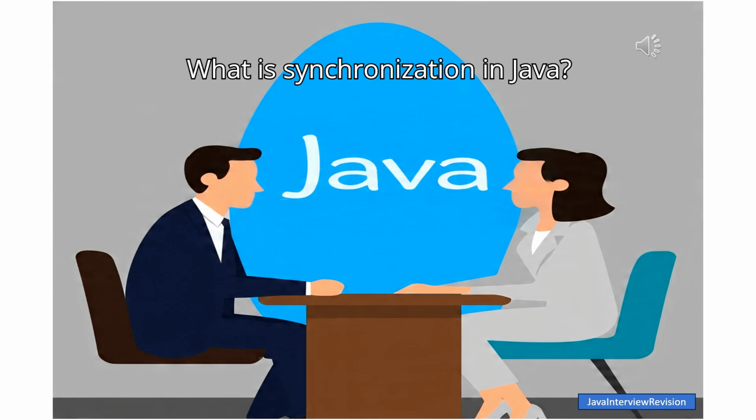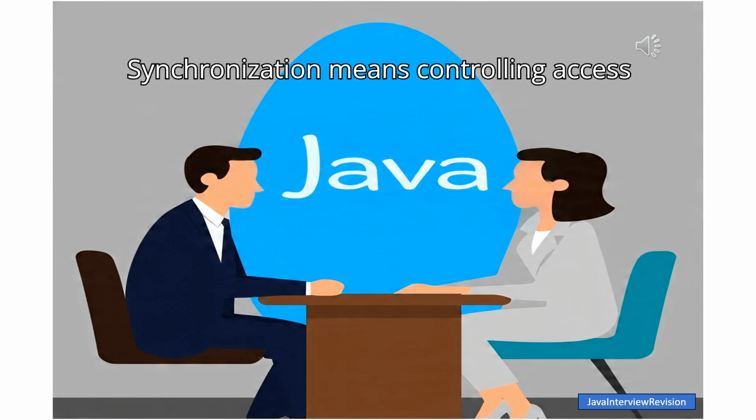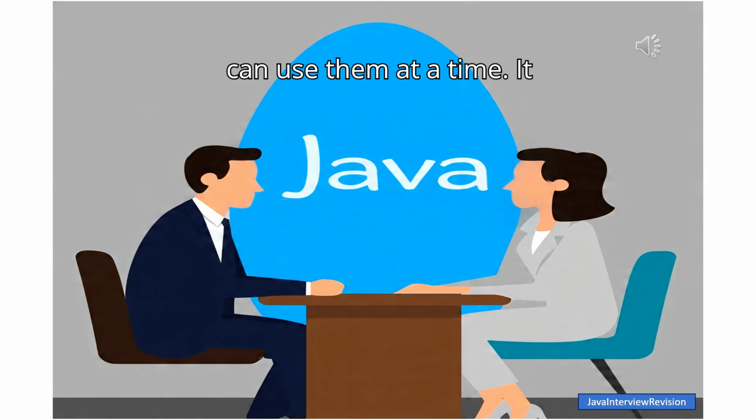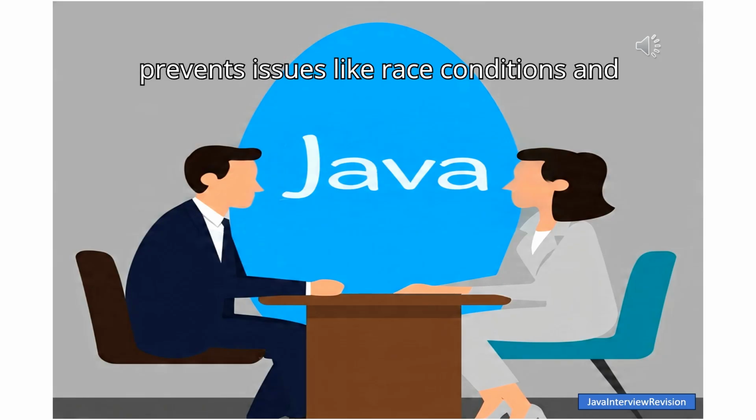What is synchronization in Java? Synchronization means controlling access to shared resources so only one thread can use them at a time. It prevents issues like race conditions and keeps data consistent.